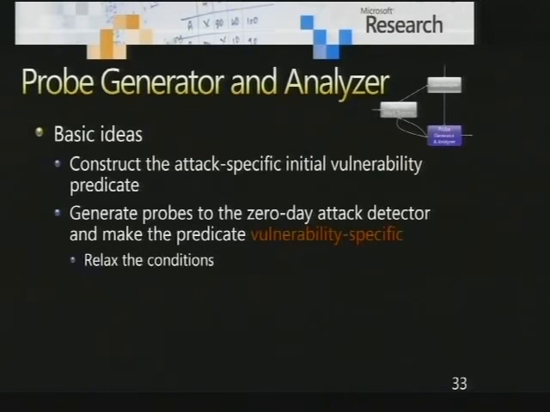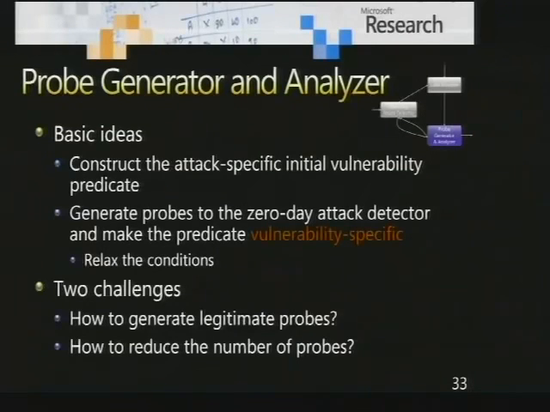The basic idea for the probe generator and analyzer is, first, we construct the so-called attack-specific initial vulnerability predicate. Put another way, we just use the original attack instance as a signature. The problem with that is it is too specific. Any small change won't be detected by that signature. The next step is we generate probes to the zero-day attack detector to make the predicate vulnerability specific. In other words, we try to relax the conditions we have in the initial vulnerability predicate.